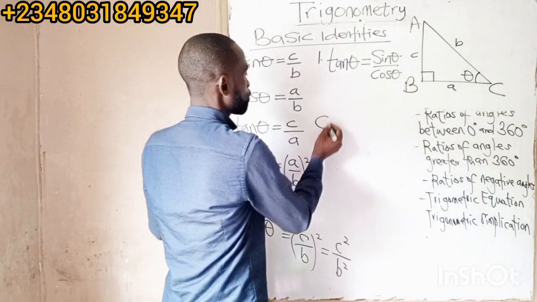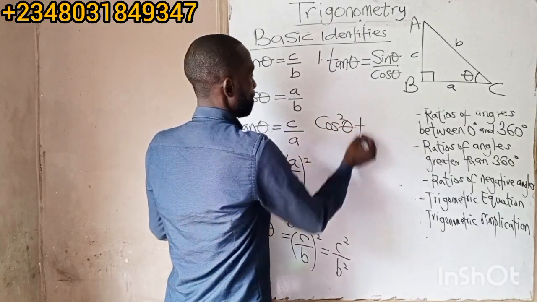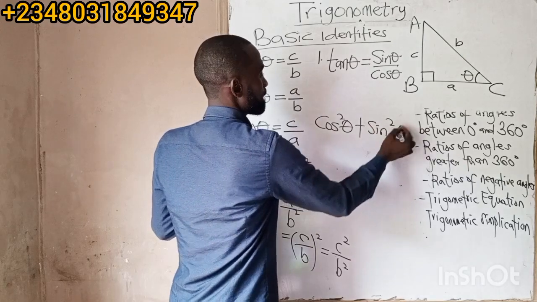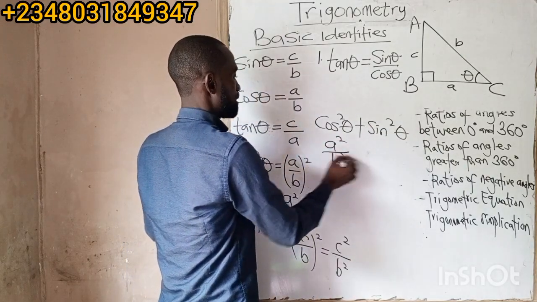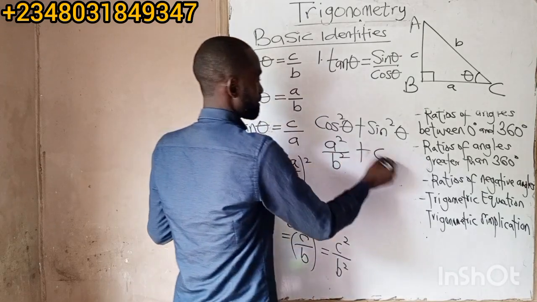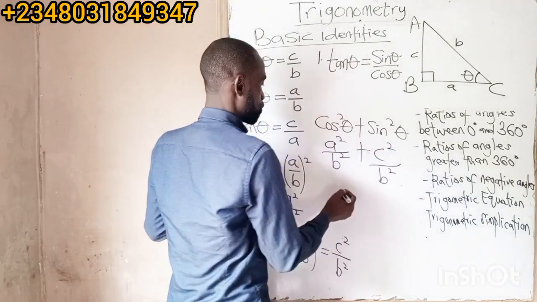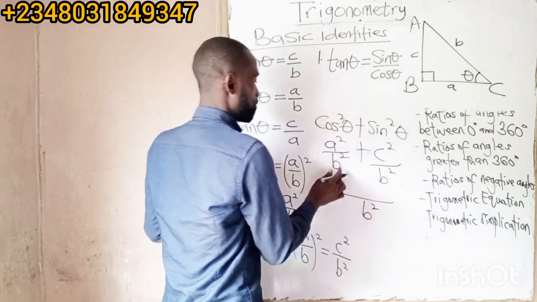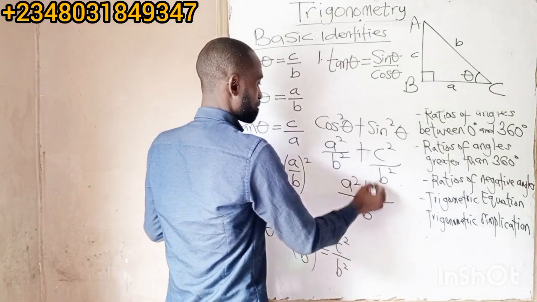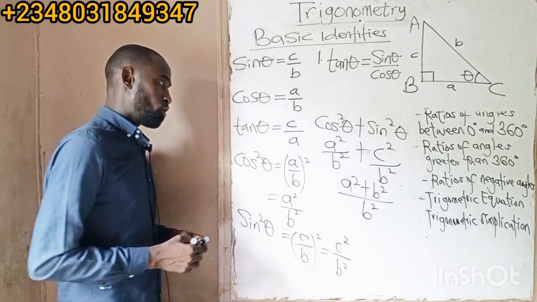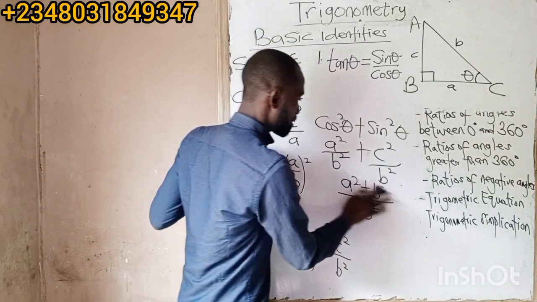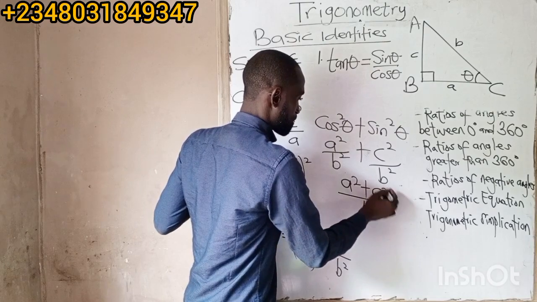So cos square theta plus sin square theta, what will it give us? A squared all over B squared plus C squared all over B squared. So what do I have here? We have B squared. This will be what? A squared plus B squared. Plus, what is A squared plus B squared? This is A squared plus C squared.